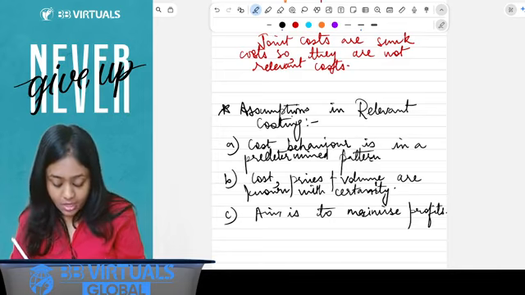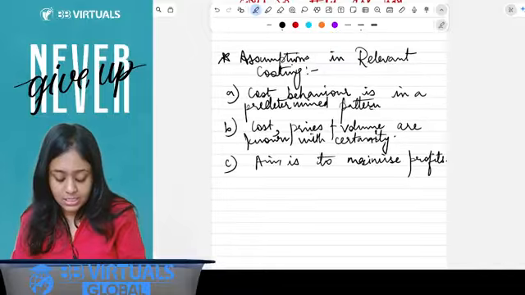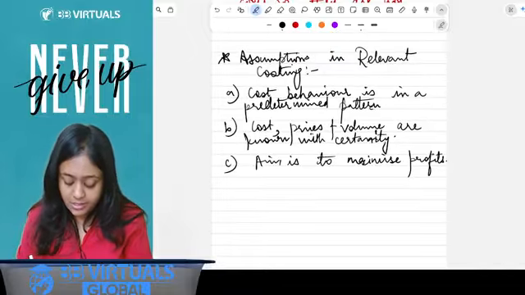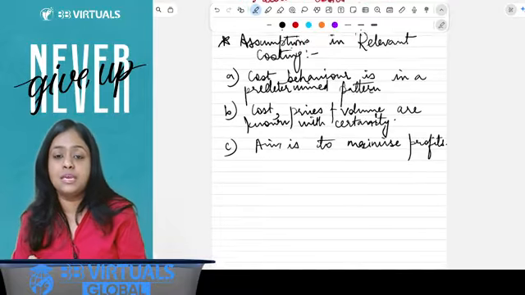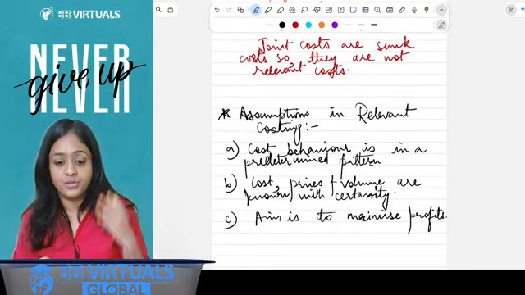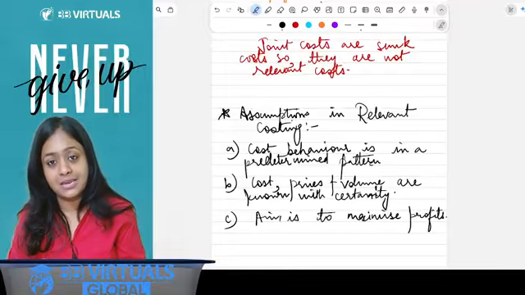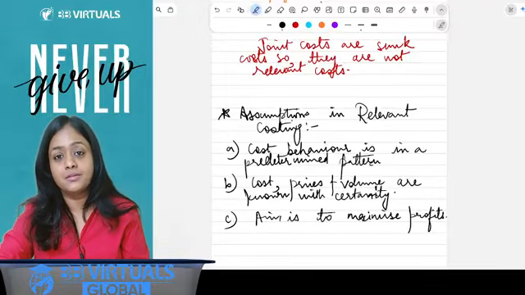These are ignored. What are the assumptions in relevant costing that we take? That cost behavior follows a predetermined pattern, that CVP relationships are known with certainty, and that always the aim of the business is to maximize profit. I think that's the basic aim that a business carries. Let's go to the next topic.